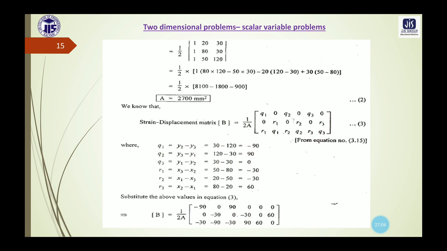So next we need to find the strain displacement matrix, that is the matrix B. The formula for the strain displacement matrix is 1 by 2A multiplied by a 3 by 6 matrix. In this matrix, we have 6 different parameters in the form of Q and R. Now the values of these Q and R we need to write in terms of the coordinates. So the value of Q1 is coming as minus 90, and the value of Q2 is y3 minus y1, that is 90. Then the value of Q3 is 0. In a similar manner, the value of R1 is x3 minus x2, which is minus 30. Then the value of R2 is minus 30, and R3 is 60.